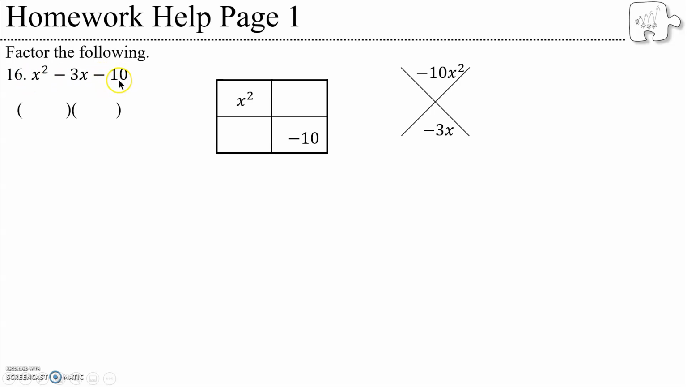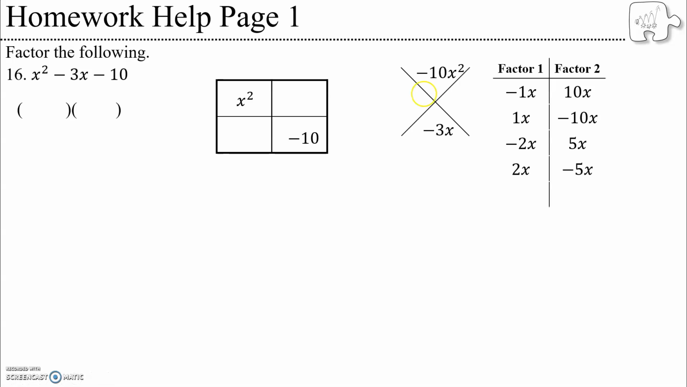First term, last term. Multiply them together, we get negative 10x squared. We put the middle term in the bottom. Remember, the minus stays with the 3, just like how this minus stays with the 10. So now we're looking for numbers that multiply to negative 10x and add to negative 3.